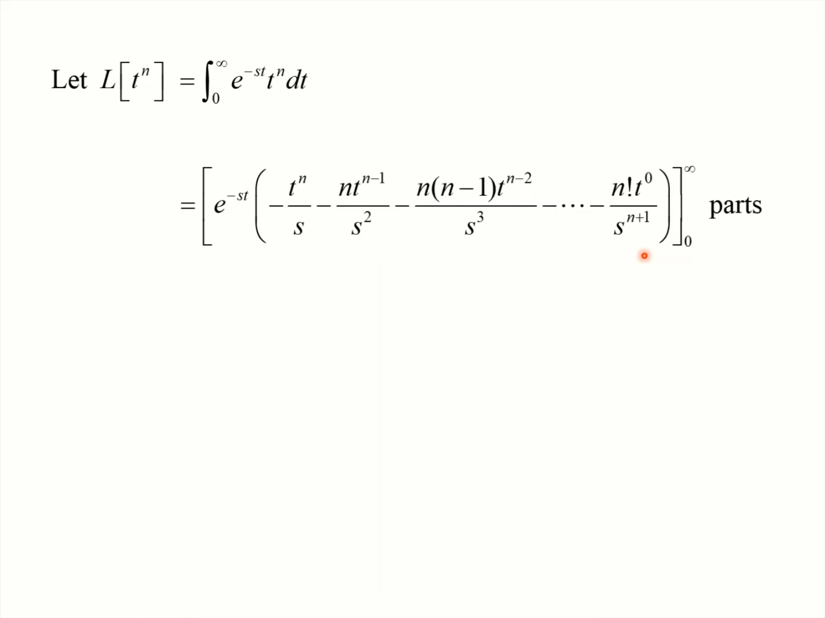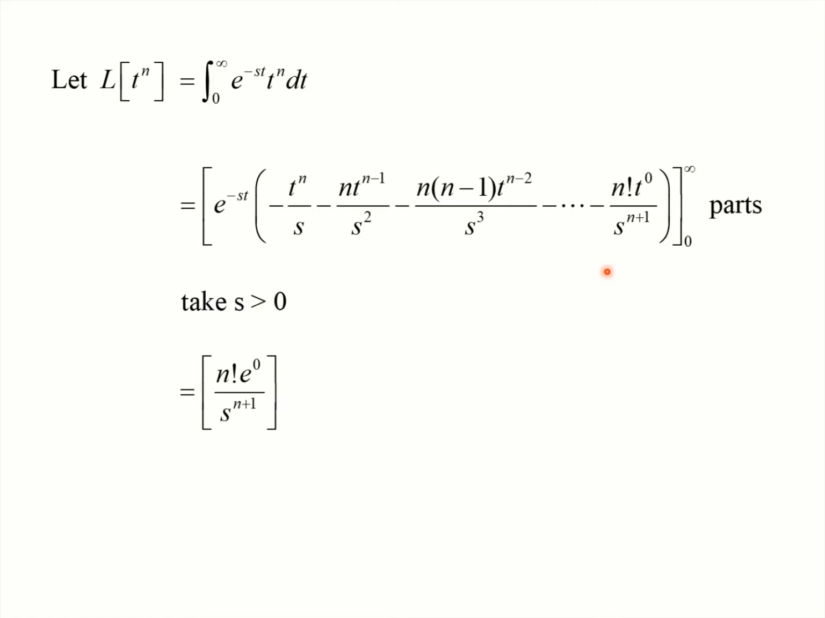Now what we want to do is put infinity in for t, and we hope to get 0, and we will get 0 if we take s to be greater than 0. If s is greater than 0, then this says like e to the negative st, which gets sucked down to the bottom. You have just polynomials on the top, so you'll end up getting 0. When I put 0 in for t, all the terms 0 out except this last term. So let's see what we end up getting.